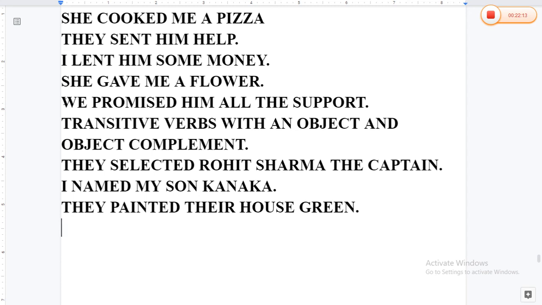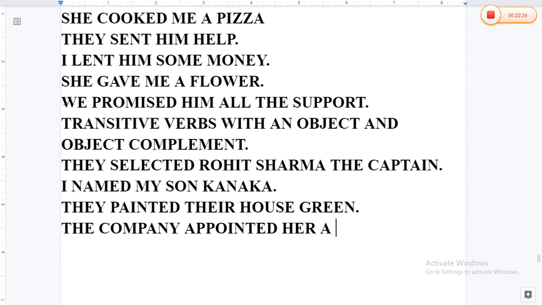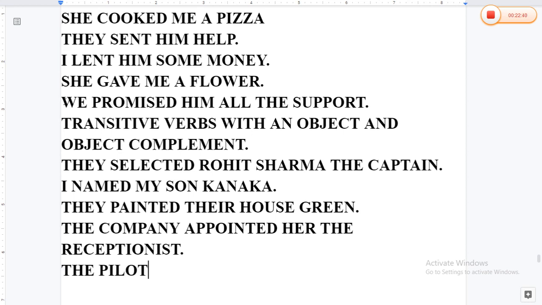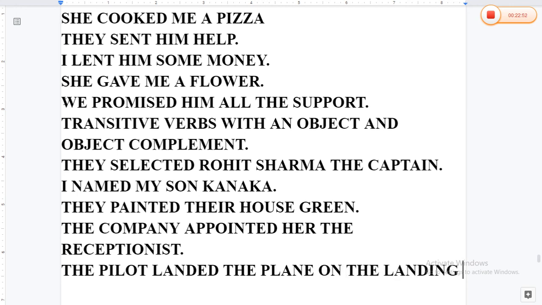Let's take some more examples. The company appointed her the receptionist. The company appointed her the receptionist. And let's take some more examples. The pilot landed the plane on the landing ground.